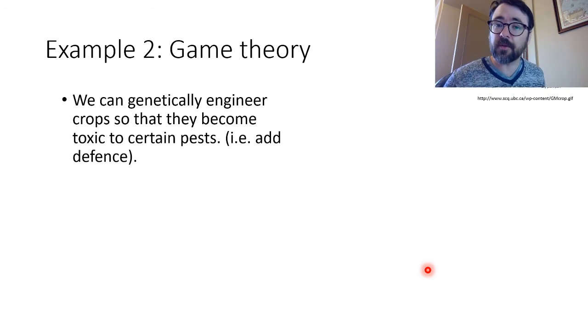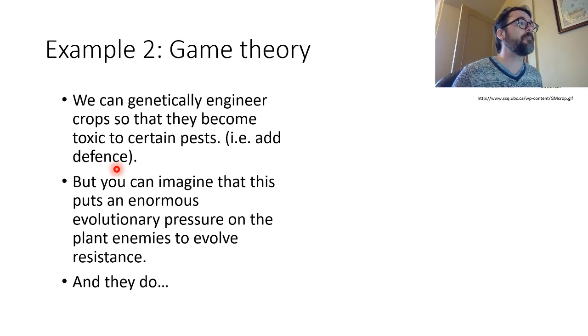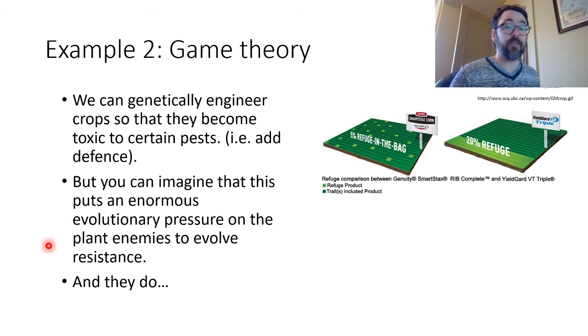Okay, so another example using game theory is that we can genetically engineer crops so they become toxic to certain pests, right? So we can add defense, right? And this is in fact what BT corn was. They took some genes from bacteria, put them in corn, and this basically meant that certain insects could no longer digest what they ate, and so they would die out. But you can imagine that this puts an enormous evolutionary pressure on the plant enemies to evolve resistance. And they do, right?